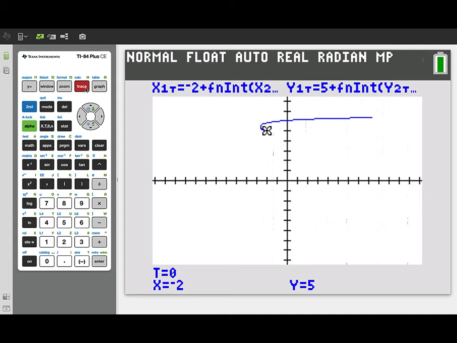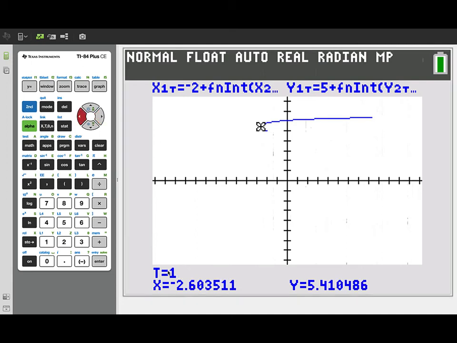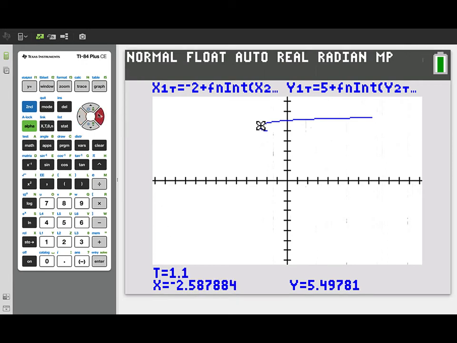But there's our particle. And if we trace, you can actually see the cursor moving along. The trace is nice for visualizing the motion of the particle. And it looked like at t equal 1, we're about as far to the left as we could go, because then it seems to be turning around and moving to the right.